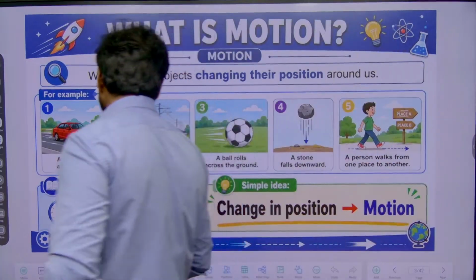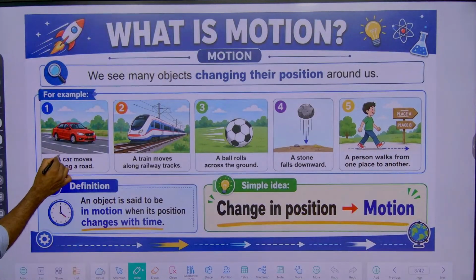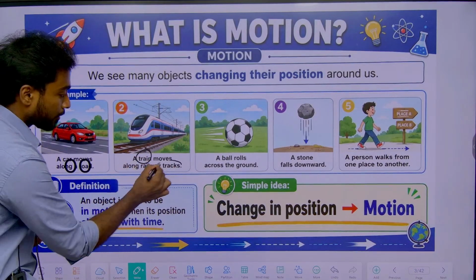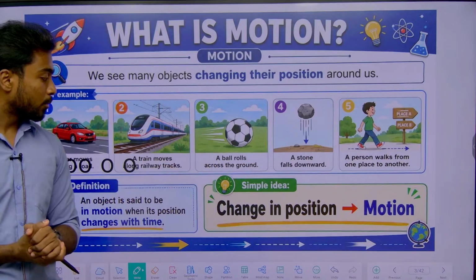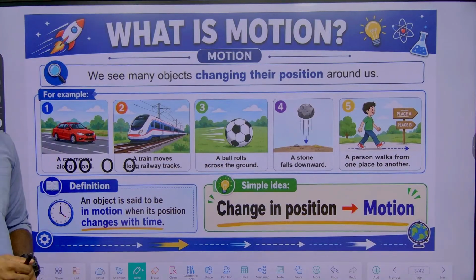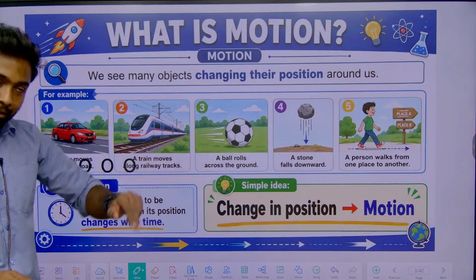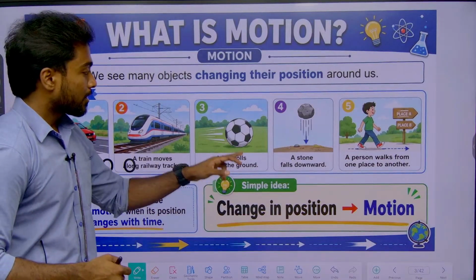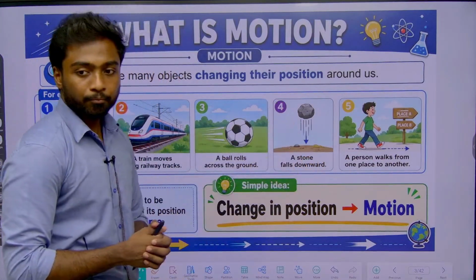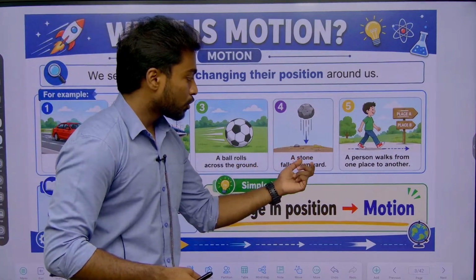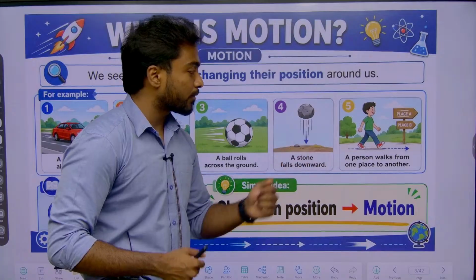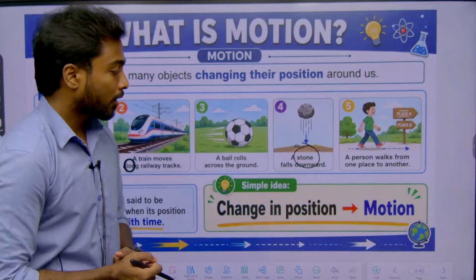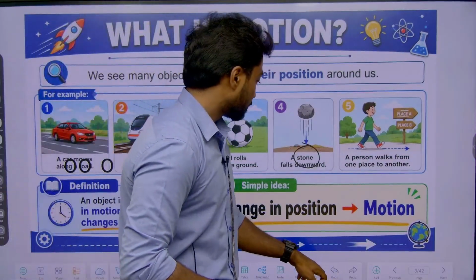Then a ball rolls across the ground. What are the components here? In the first, one is the car and one is the road. In the second, the train and the tracks. What is the third one? The ball and the ground. Then the fourth one, a stone falling down. Down towards which one? The ground, so the stone and the ground.